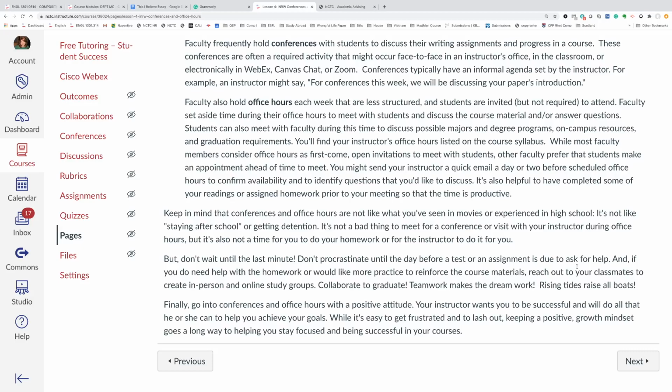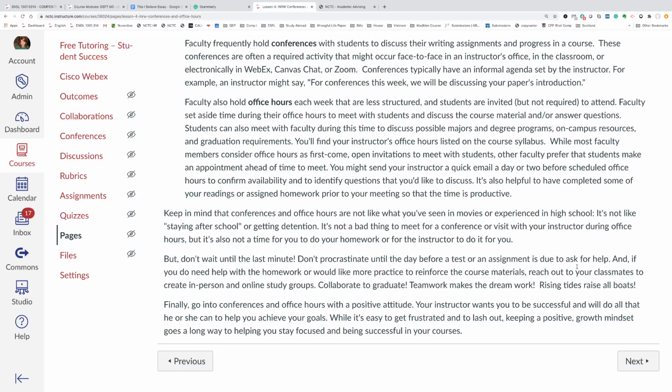And if you do need help with the homework or would like more practice to reinforce the course materials, reach out to your classmates to create in-person and online study groups. Collaborate to graduate, teamwork makes the dream work, and rising tides raise all boats.